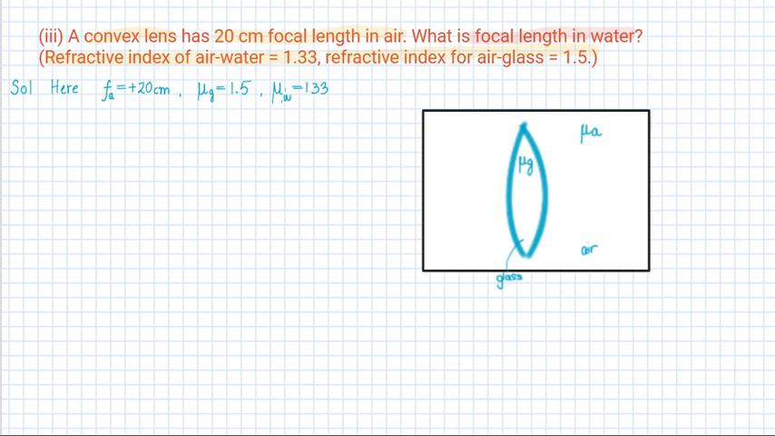Right now, consider your glass convex lens of refractive index mu g placed in air of refractive index mu a. And how much is the refractive index of air? The refractive index of air is always equal to 1. Fine, I'll just write it down here. Okay, and how much is the refractive index of this glass surface? It is 1.5.